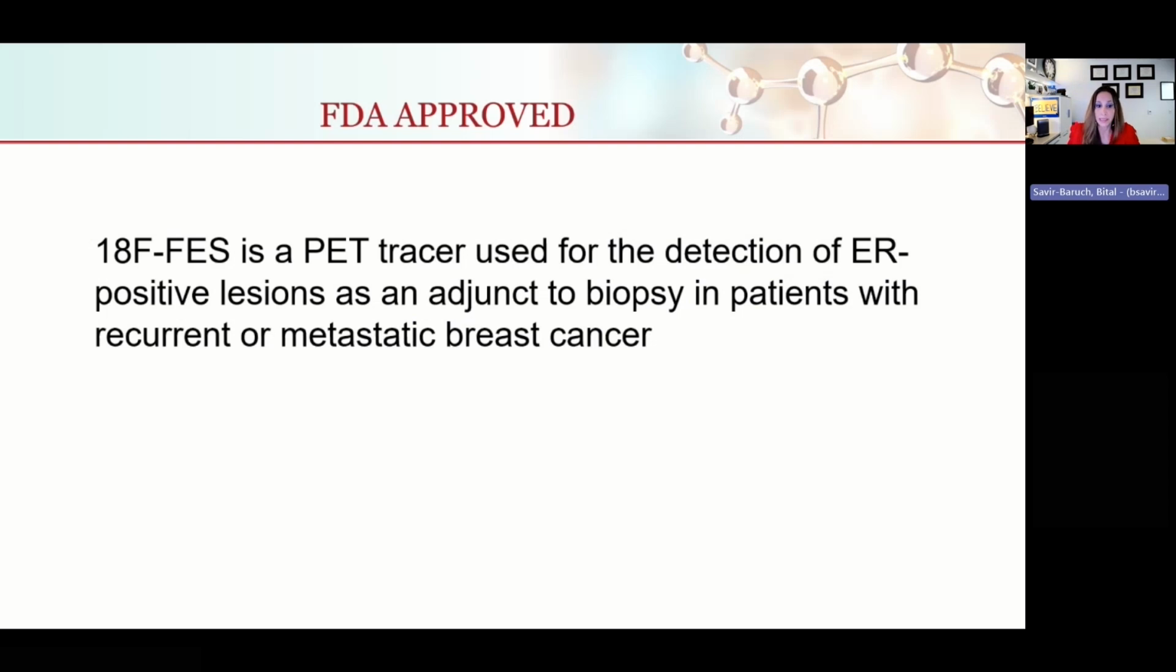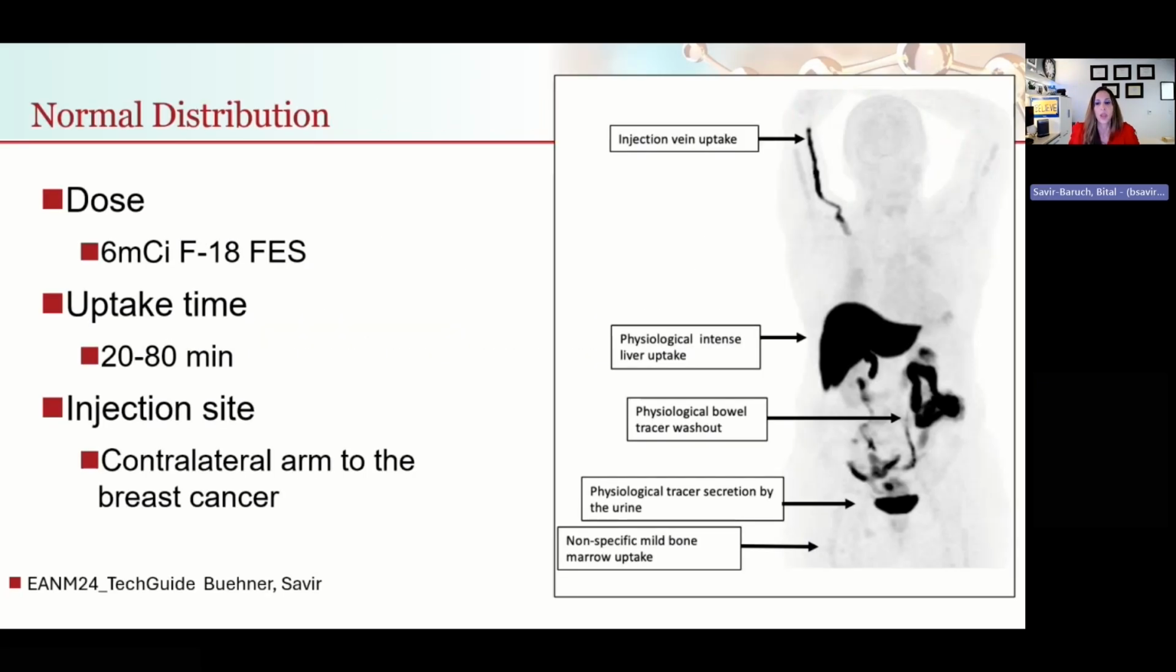So FES is FDA approved, and it's a PET tracer used for the detection of estrogen receptor positive lesions as an adjunct to biopsy in patients with recurrent or metastatic breast cancer. This is a normal distribution. On the right side, you can see that there is a lot of uptake in the liver. The tracer will be washed out through the bowel and the kidneys going to the bladder. Everything outside of what you see here on a normal distribution will be considered abnormal, meaning that the tracer will be attached to estrogen receptors in the body.